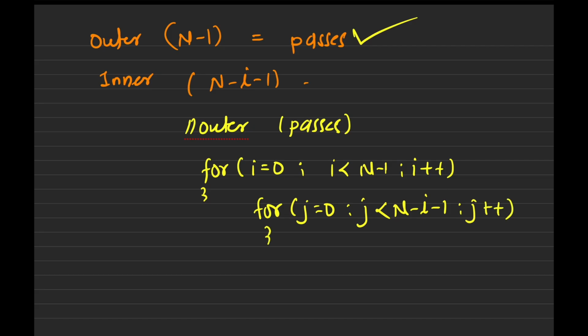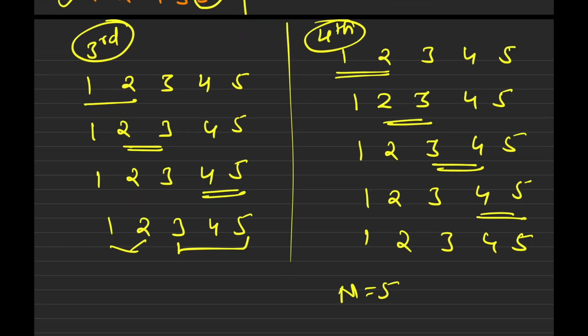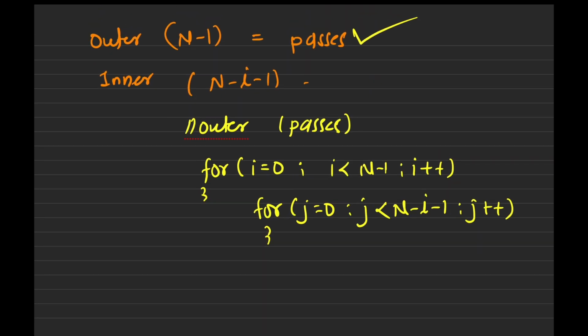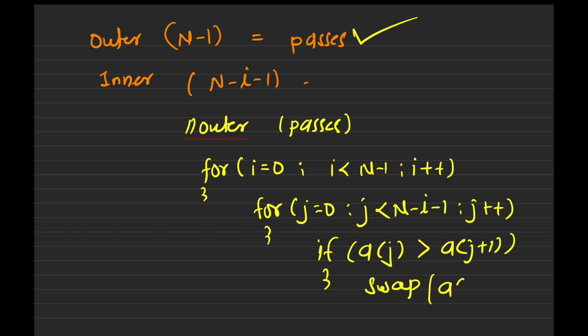And what we did is, if two elements are not correctly placed in their position, we simply swap them. So we are comparing the current element with the next element. If a of j is greater than a of j plus 1, we simply swap a of j with a of j plus 1. So this is how exactly bubble sort works.